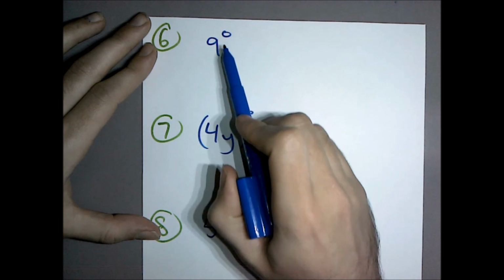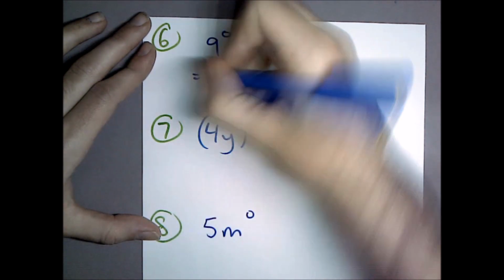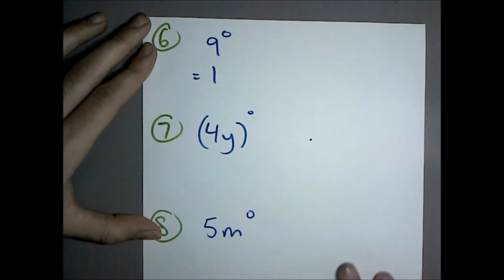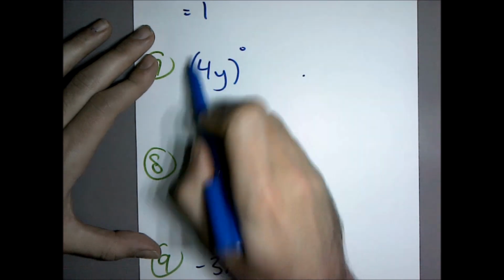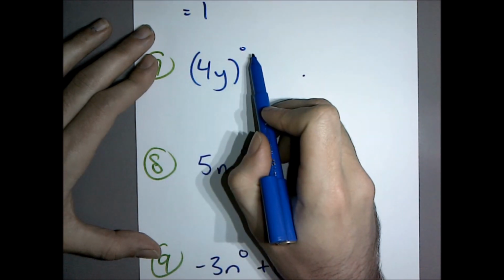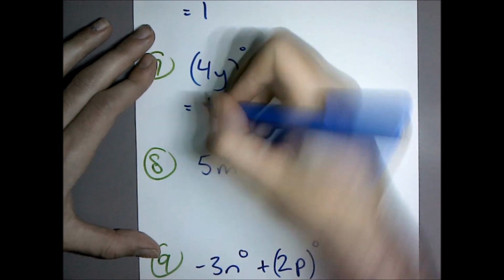So I've got 9 to the power of 0, so anything to the power of 0 is 1, so simply just write the number 1 there and you're finished. Moving on. Now for this one I've got 4y, and all of it is to the power of 0. So again, anything that's to the power of 0 just equals 1.